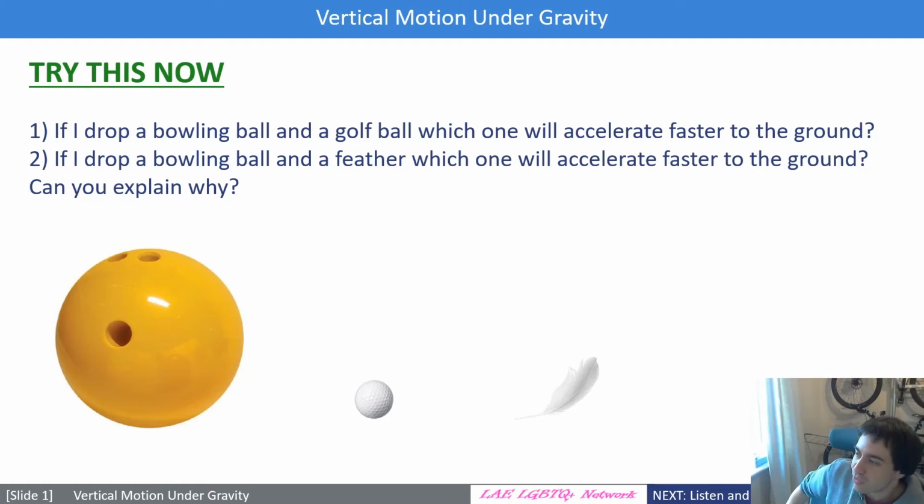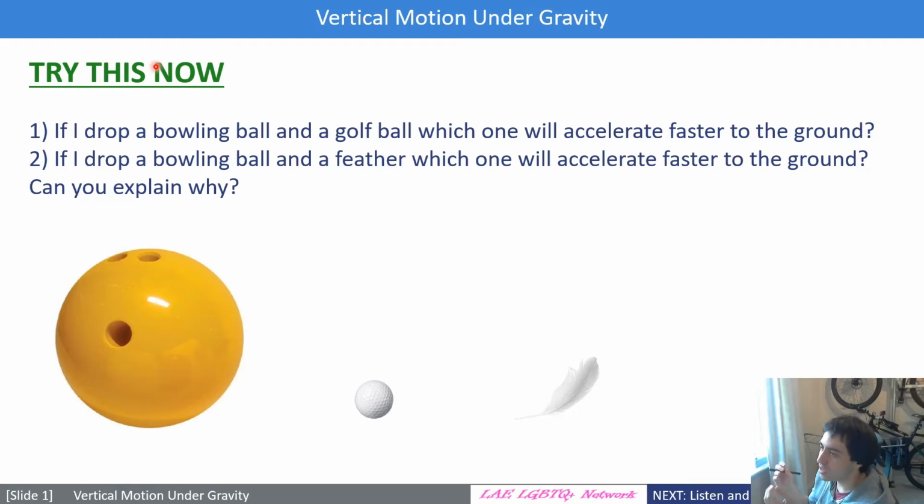So to start off with, classic questions. These are 100 year old questions, but I want you to think about them and, most importantly, explain why. I'm not necessarily even asking which hits the ground first. I'm asking a more fundamental question. Which one has the faster acceleration? A bowling ball and a golf ball, when I drop them, do they accelerate the same or do they have different accelerations? And likewise, a bowling ball and a feather, do they have different accelerations?